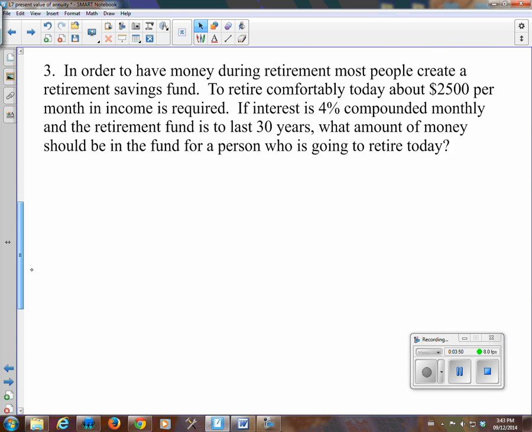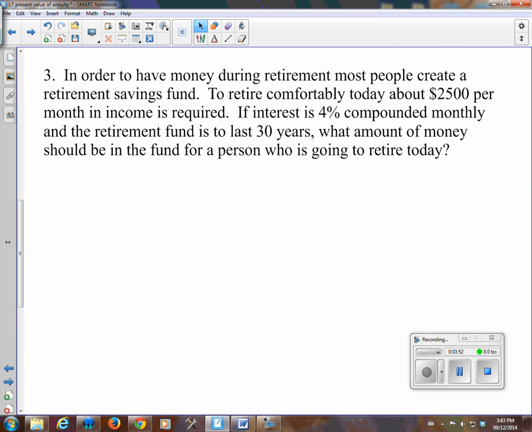Last one. In order to have money during retirement, most people create a retirement savings fund to retire comfortably. Today, about $2,500 per month in income is required. If interest is 4% compounded monthly and the retirement fund is to last 30 years, what amount of money should be in the fund for a person who is going to retire today? So we have our present value. Our regular payment will be $2,500.